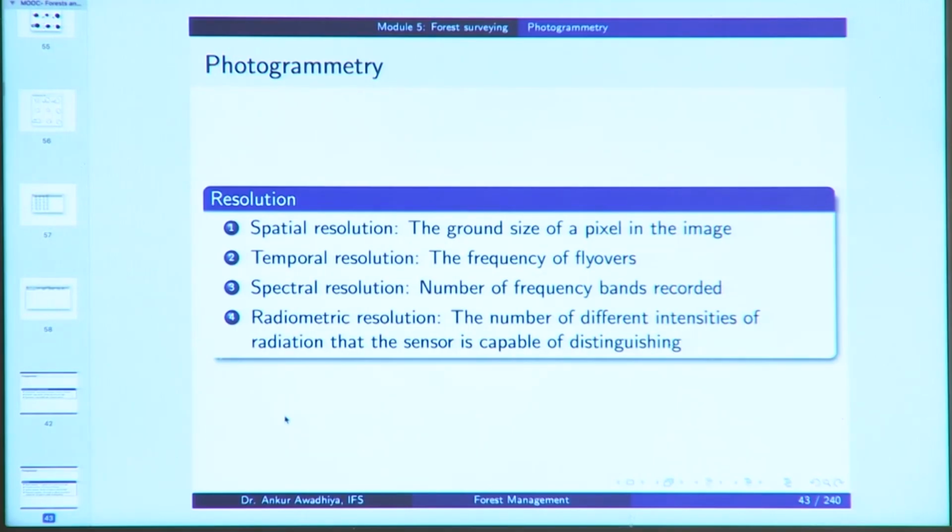It is just 1 band in the case of a black and white image, 3 bands in the case of an RGB image, and even more bands when you are also taking into account the infrared bands, the UV bands and so on. Next, you have the radiometric resolution, which is the number of different intensities of radiation that the sensor is capable of distinguishing. So, essentially here you are talking about the amount of information in each band, how many bits of information can be distinguished.